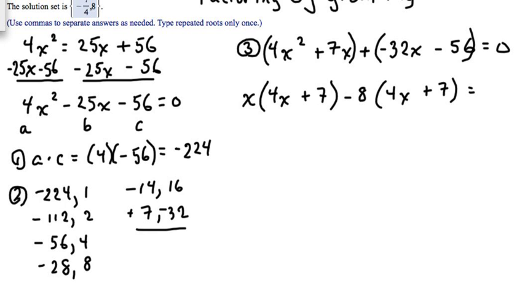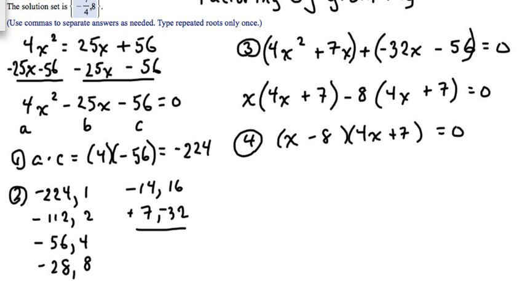It is important that once you do this step, you get the same thing in both sets of parentheses, because if you don't, you won't be able to continue to the next step. So our next step, being that we got the same thing in both sets of parentheses, is to write this as a multiplication of two binomials. So we're going to write two sets of parentheses. In one set of parentheses, we're going to write the thing that repeats, which is the 4x plus 7. In the other set of parentheses, we're going to write these two outside terms, so x minus 8.